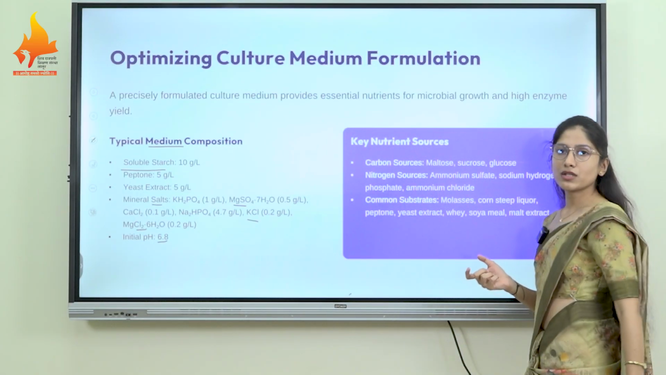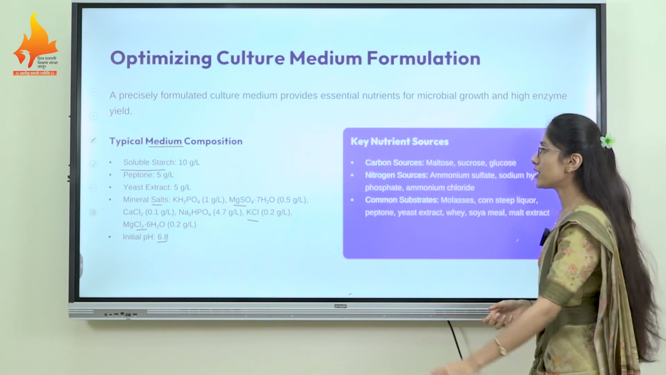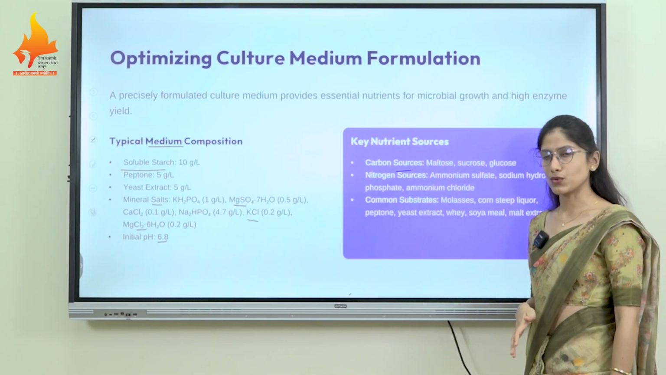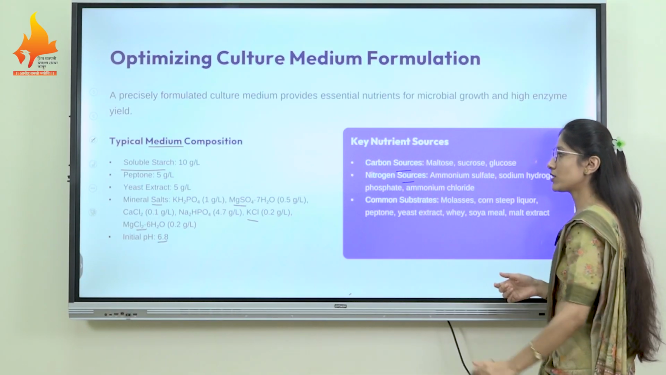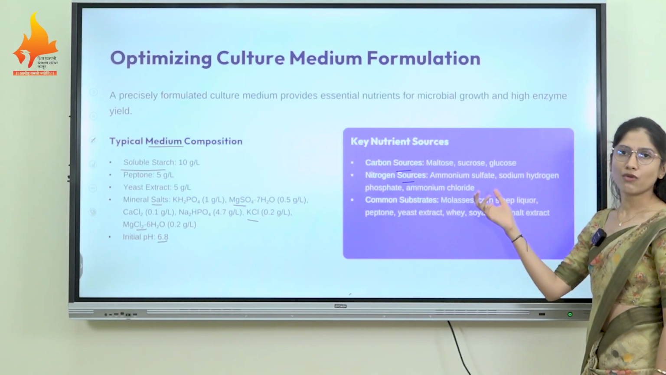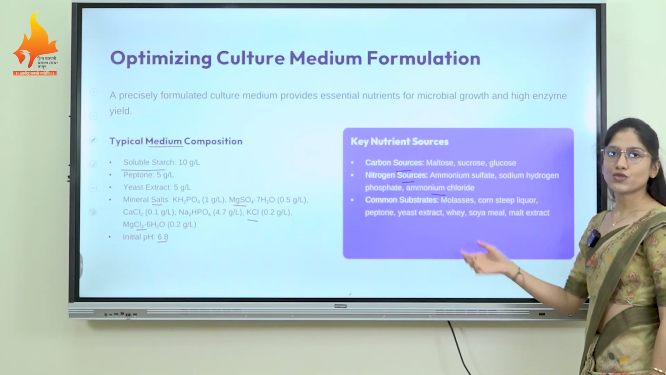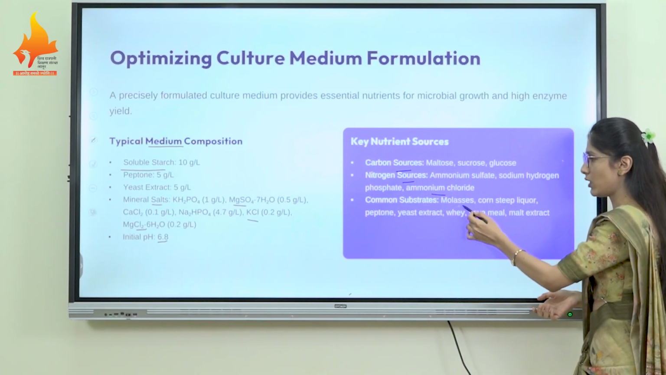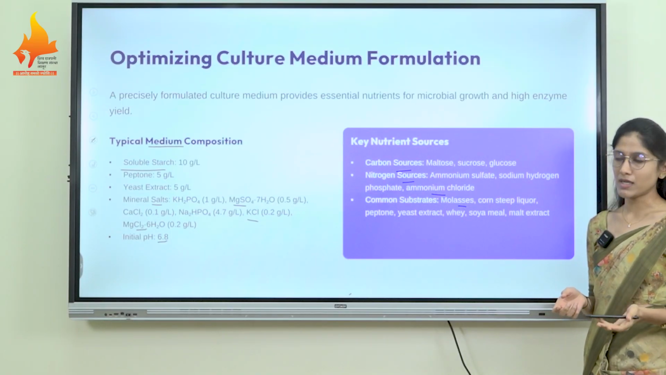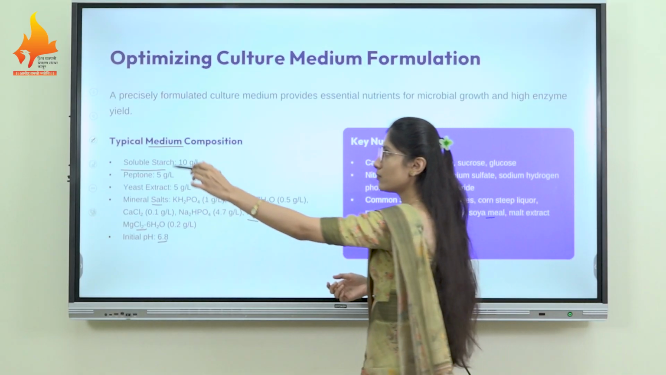Some key nutrient sources are also used in the media composition, including carbon sources such as maltose, sucrose and glucose, and nitrogen sources including ammonium sulfate, sodium hydrogen phosphate and ammonium chloride. Some common substrates used here are molasses, corn steep liquor, peptone, yeast extract, malt extract, soya meal and whey.